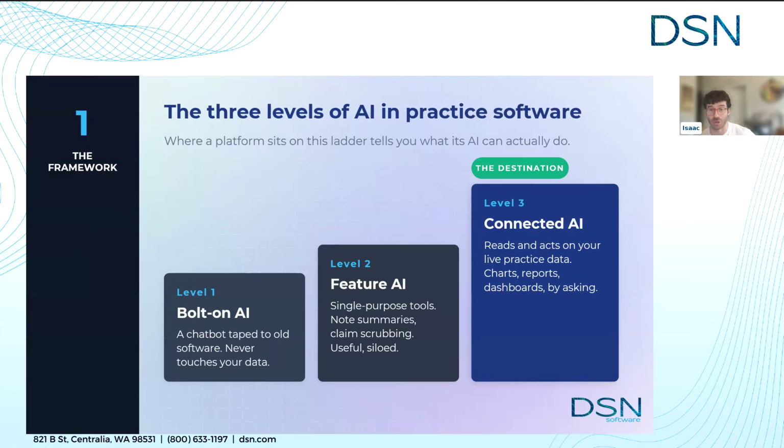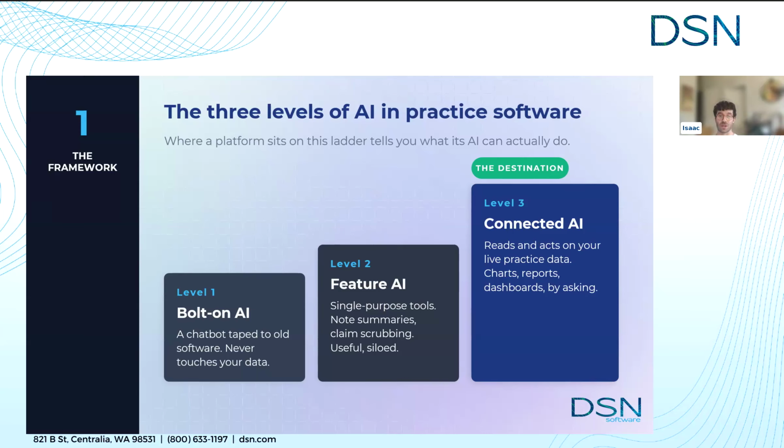Okay, so here's the framework. Level 1 is bolt-on AI. This is a chatbot or dictation widget attached to software that hasn't fundamentally changed. It can maybe answer generic questions, but it can't see your schedule, your production, or your patient data. It's almost a decoration. And honestly, most of the market lives right here.